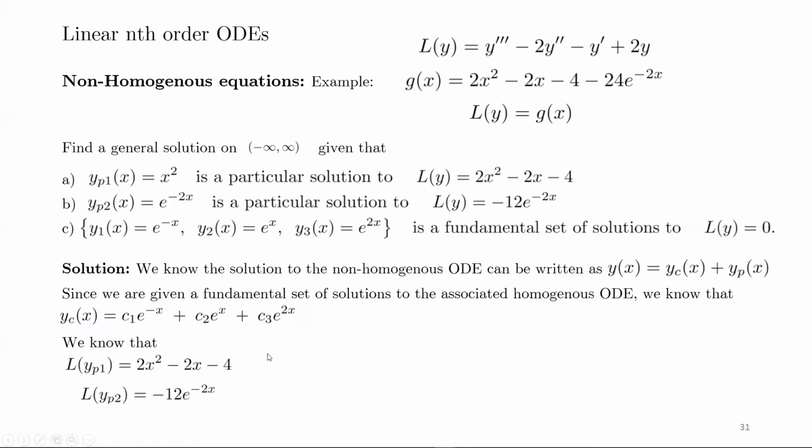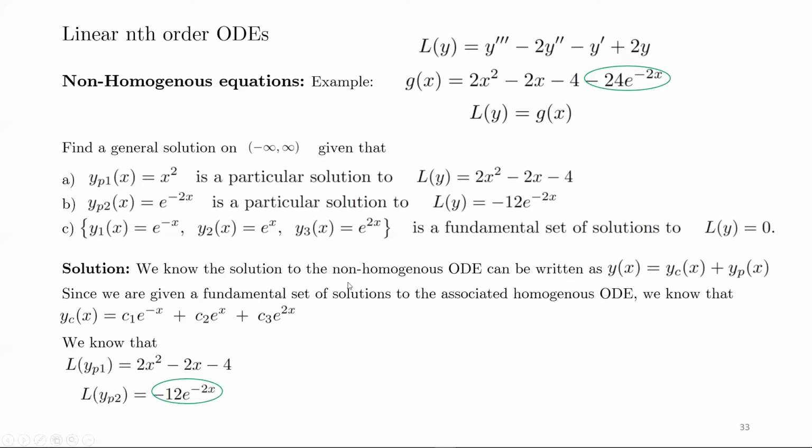Okay, we also know that L of yp1 is 2x squared minus 2x minus 4. L of yp2 is negative 12 e to the negative 2x. So this term on the right hand side of L of yp1 is exactly equal to this part of the function g of x. This term L of yp2 is half of the remaining part of g of x.